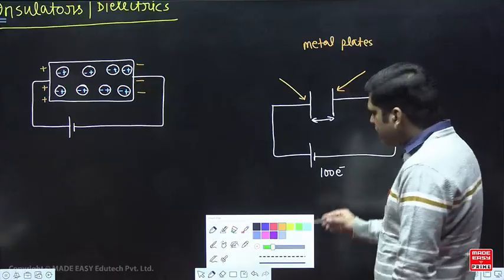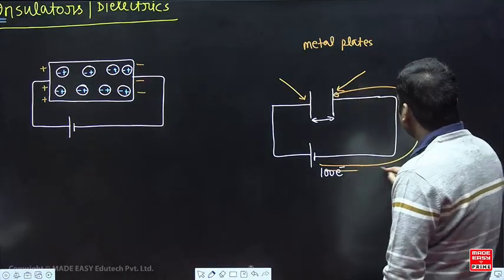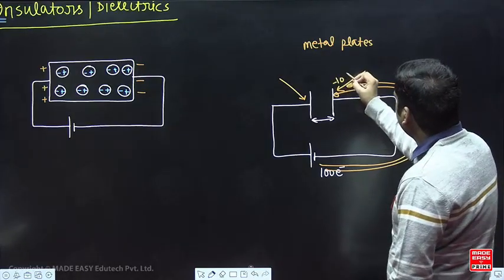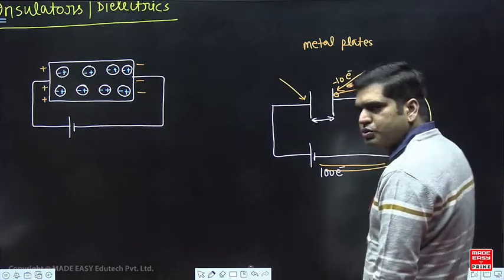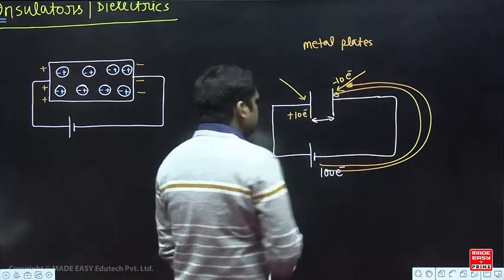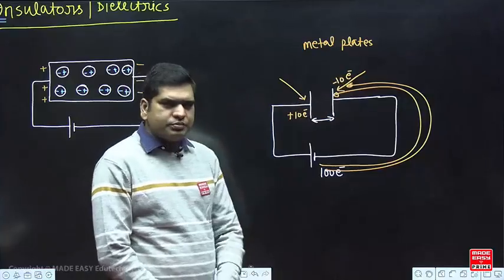These electrons will start to travel to these plates. One by one, these electrons will be reaching this plate. Let us suppose at any moment of time, 10 electrons are reaching this plate. So equivalent to 10 plus positive charge will be available here, right? 10 minus here and 10 plus here.